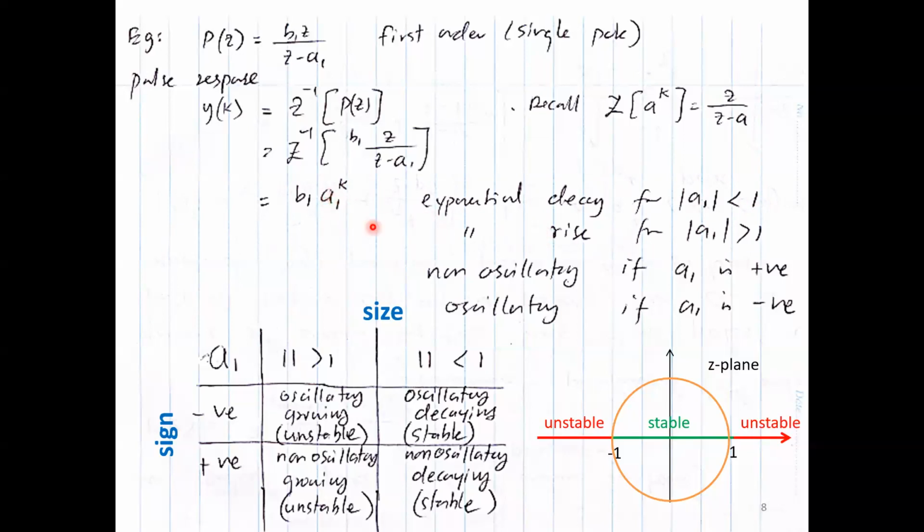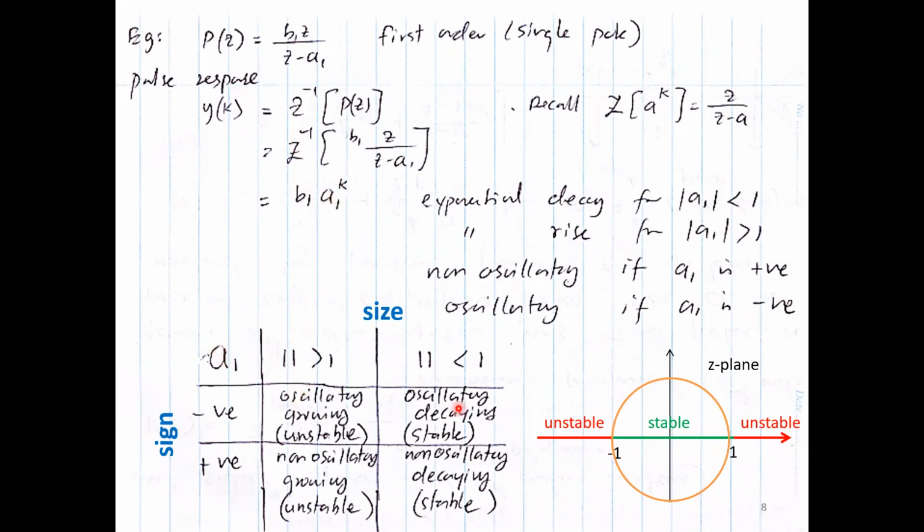And not only that, if A1 is a positive number, the signal Yk will always be positive. But if A1 is negative, when you raise it to even powers, it will be a positive value. But when you raise it to odd powers like 1, 3, 5, 7, and so on, Yk will be negative. So every other sample will be negative. You have positive, negative, positive, negative, which means an oscillation. So it's very important what the nature of A1 is in this particular case.